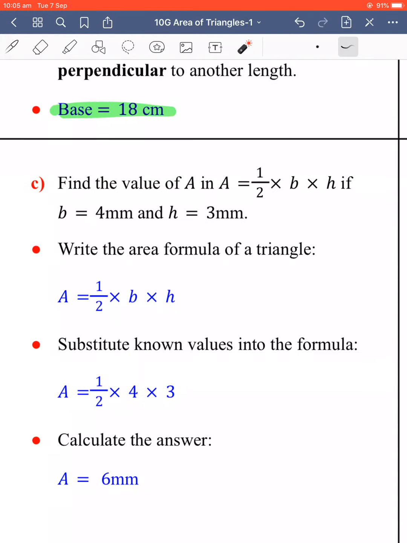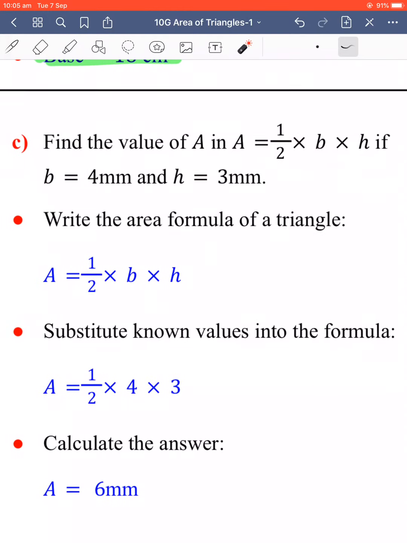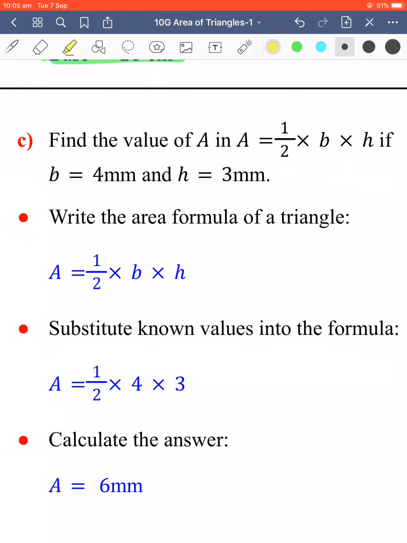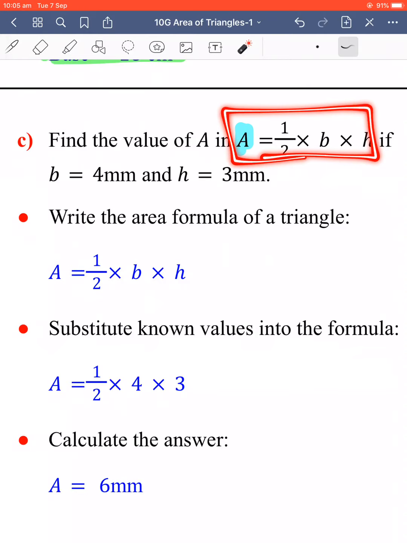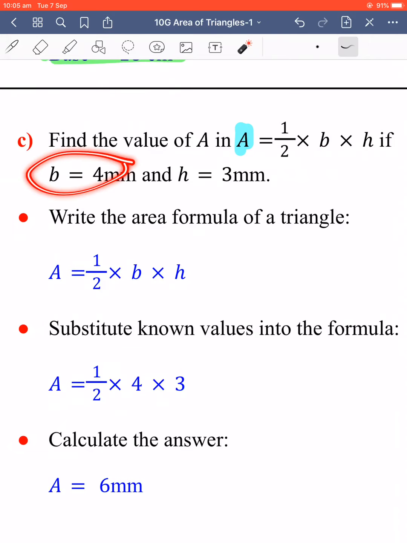Next one, we are now finding our area based on some information that we are given. So my area for my triangle, here is my formula. I've got area equals half times base times height, and I have to substitute in those values. So again, keep in mind what you have. So I have my base, and I also have my height value.